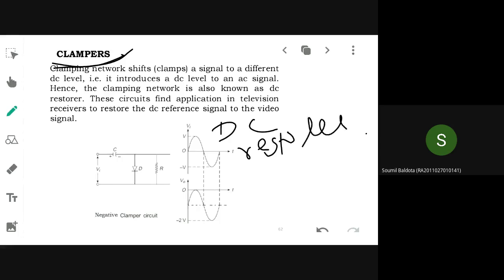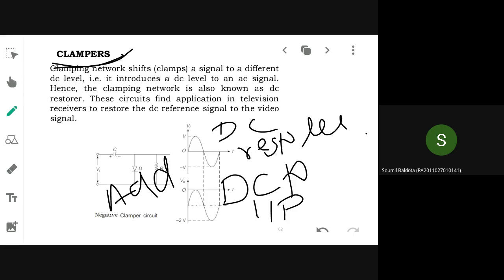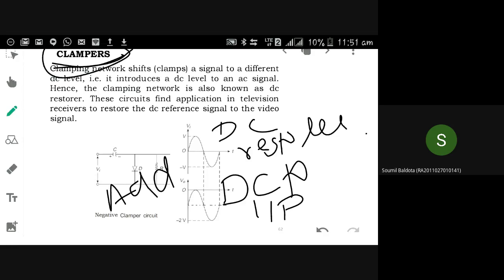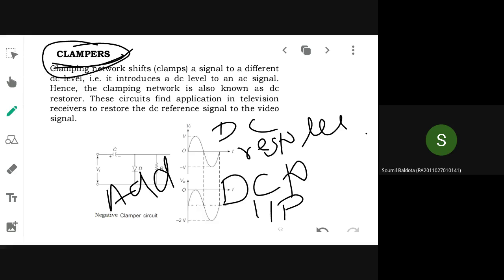That means it will add DC to the input. If you want to add some V reference value, that is DC, to the existing input, then what is that application called? A DC restorer, a DC adder. It is called a clamper. The other names are DC restorer and DC inserter. DC inserter, DC restorer, clamper, all are one and the same.